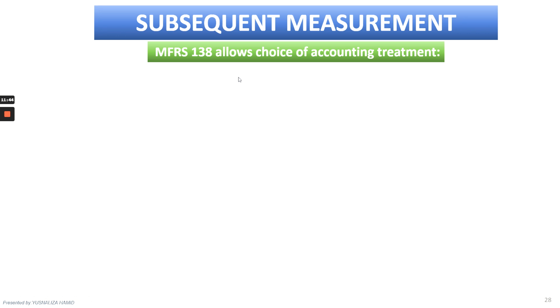Now we move on to another important step, which is subsequent measurement, or measurement after initial recognition. Measurement after initial recognition, or in the standard, this is called subsequent measurement. MFRS 138 allows a choice of accounting treatment. There are two choices here.